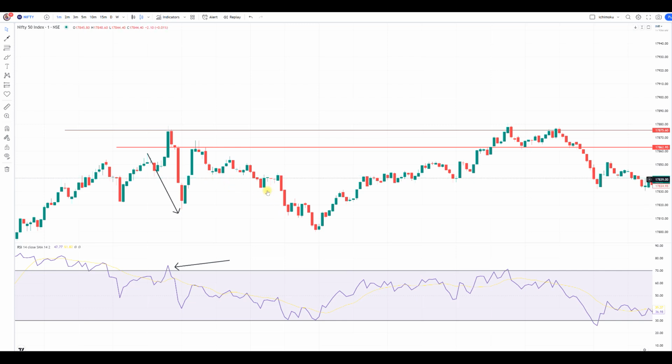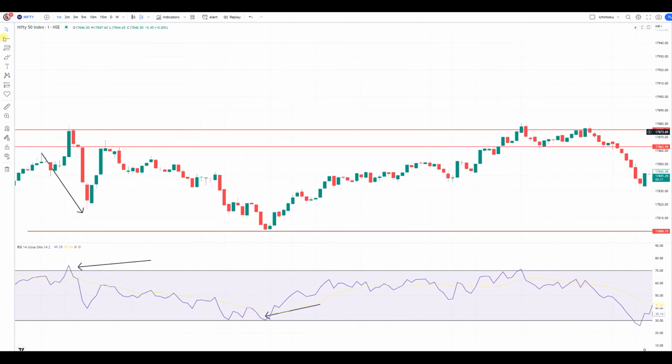Okay, so price came down till this zone, and after that when you see, the RSI is also at the 30 level. So price is at the support zone. So one can enter into the long trade above this green candle, book quick profits and exit the trade.